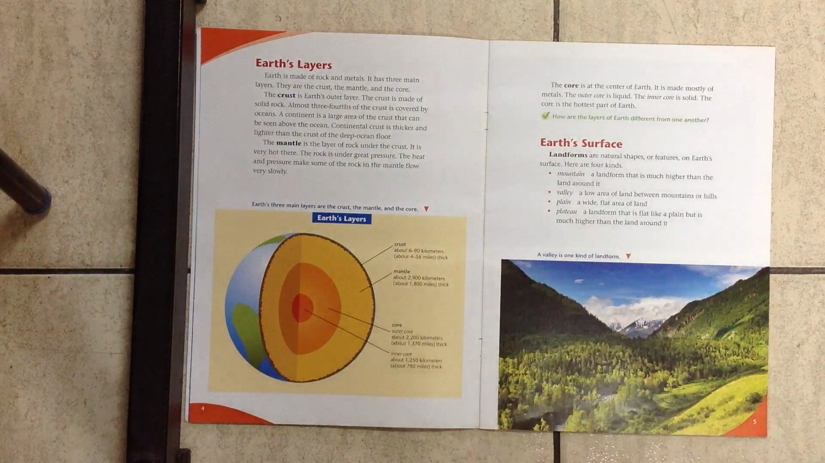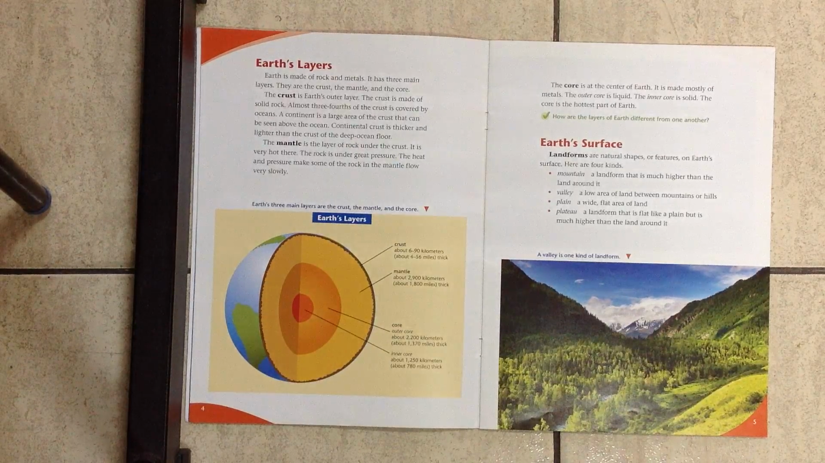Earth's layers. Earth is made of rock and metals. It has three main layers. They are the crust, the mantle, and the core. The crust is Earth's outer layer. The crust is made of solid rock.